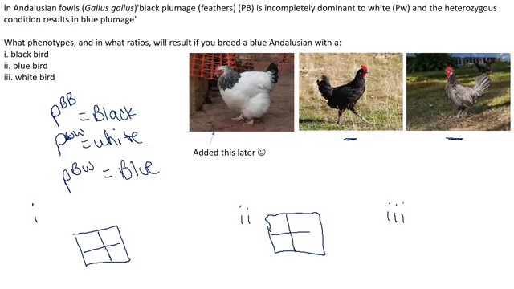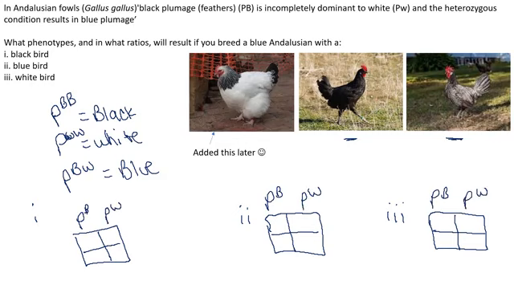Remember, for each of these, you are breeding a blue chicken with one of the others. So blue, we have PB, PW, PB, PW, PB, PW. All right, so the first one is with the black bird. So we'll go ahead and do this. Then we've got homozygous black, another homozygous black, and then a heterozygote, and another heterozygote.